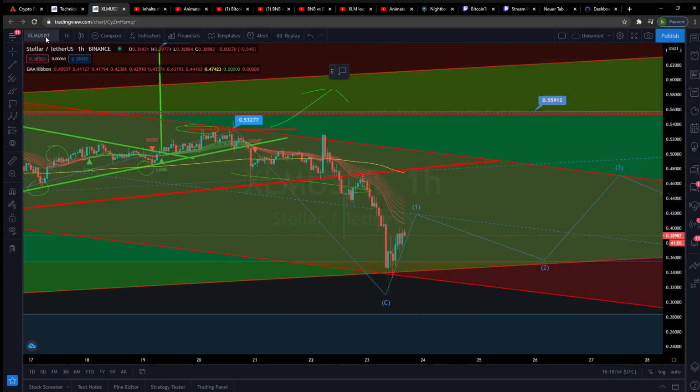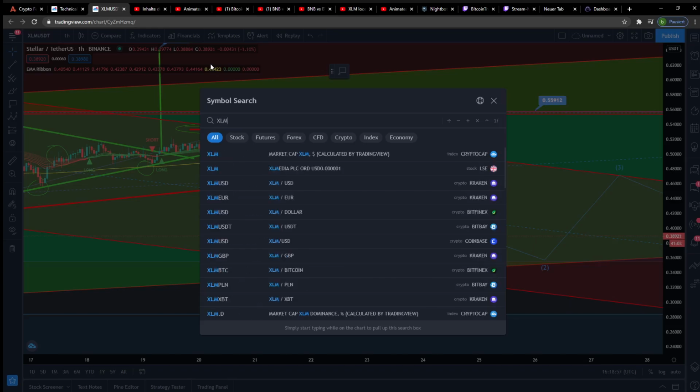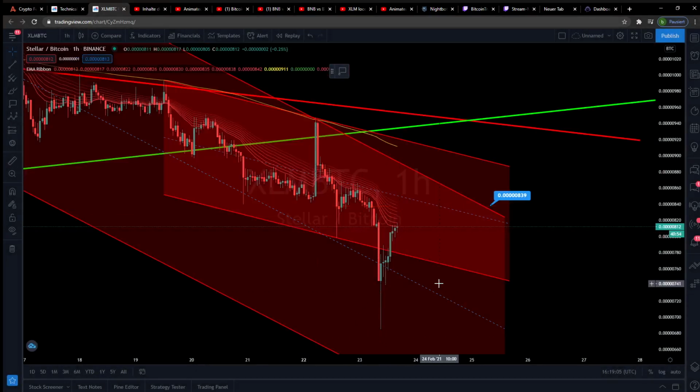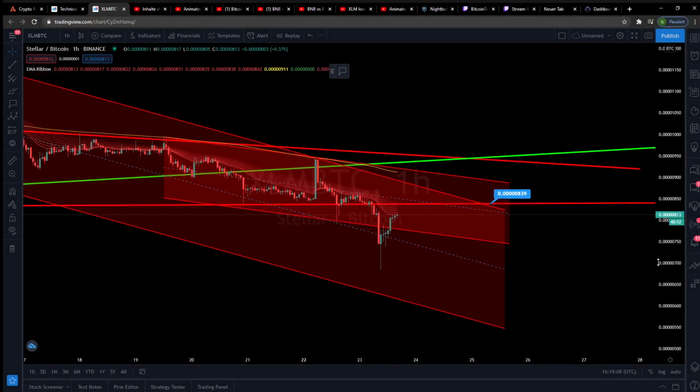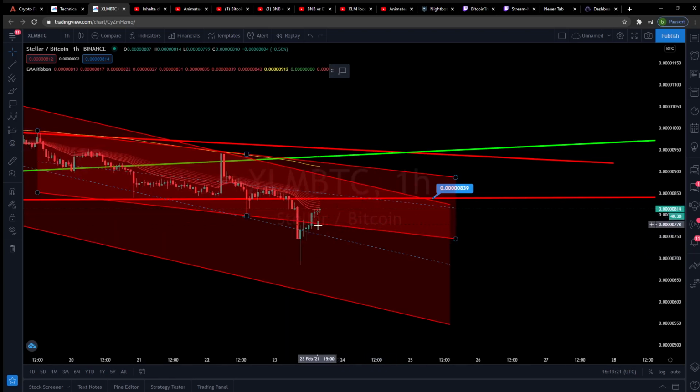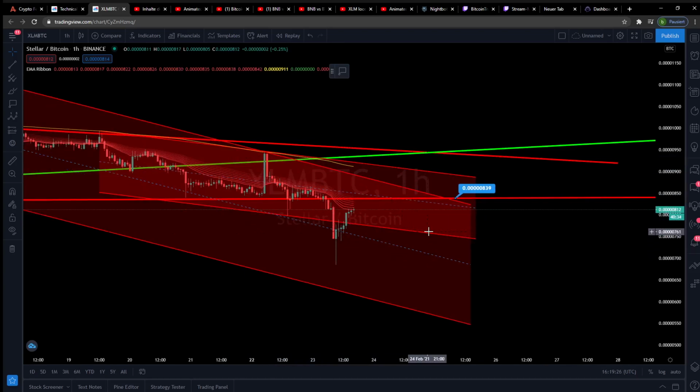Let's take a look about XLM versus Bitcoin, because Bitcoin dumped really much today also. XLM BTC. And this here is the picture for Stellar. It's not looking better, not really looking better here. You can see it. We have a big red downtrend. We have a little red downtrend also, and we are here in this region fighting back in this red downtrend. But you can see it, a lot of buts here also.